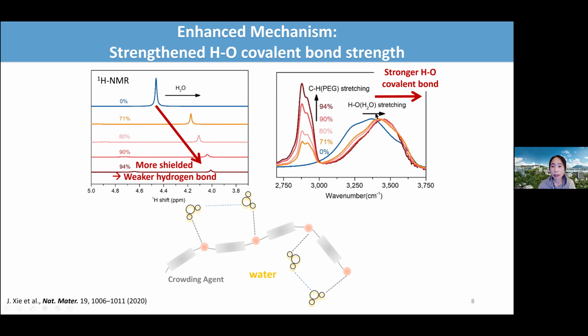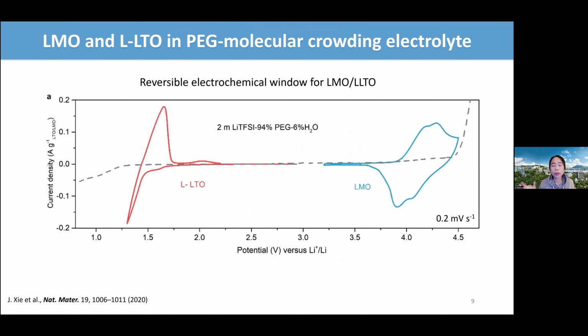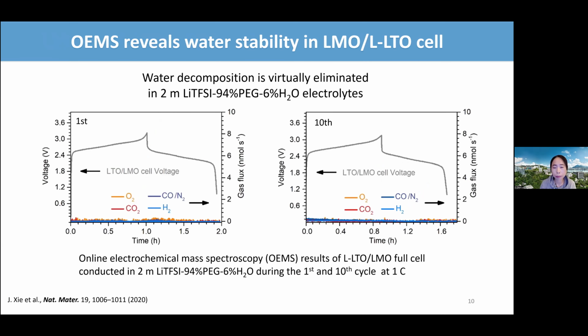And at the same time, we also observe an improved, stronger OH covalent bond, blue shifted. So these two pieces of evidence support our hypothesis. And therefore, we use this electrolyte with 94% PEG, 6% water as an electrolyte to test LMO, lithium manganese oxide, with LTO as an anode, as a full cell.